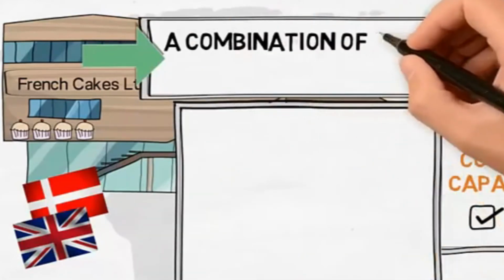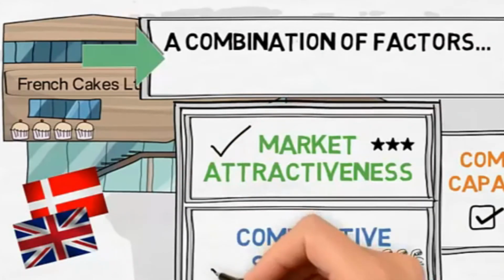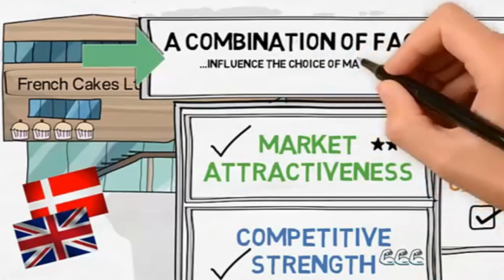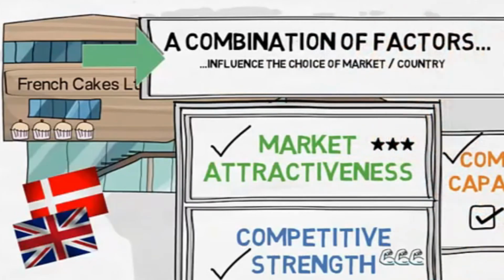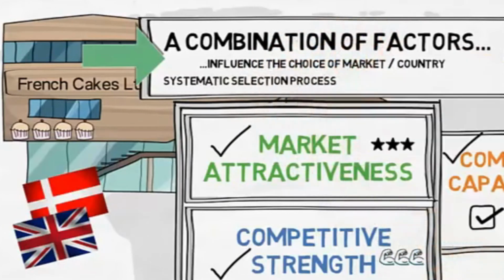So a combination of factors addressing the market attractiveness of each market, the company's competitive strength in each market, as well as the company's capabilities, should all influence the choice of which market or country to target. And we can also say that the more systematic the selection process can be carried out, the more informed the final choice can be.